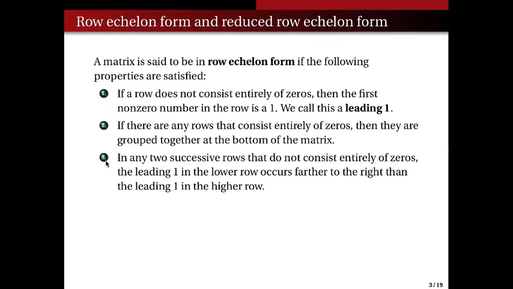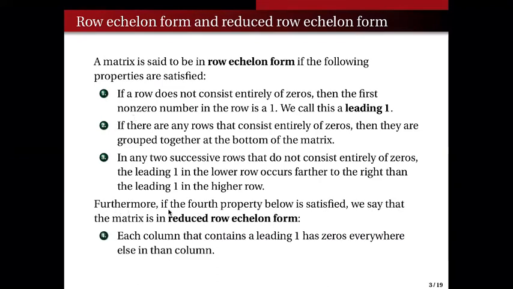So these three conditions, if they are satisfied, we say that the matrix is in row echelon form. And then, if we add the following condition, furthermore, if the fourth property below is satisfied, we say that the matrix is in reduced row echelon form. Each column that contains a leading one has zeros everywhere else in that column.